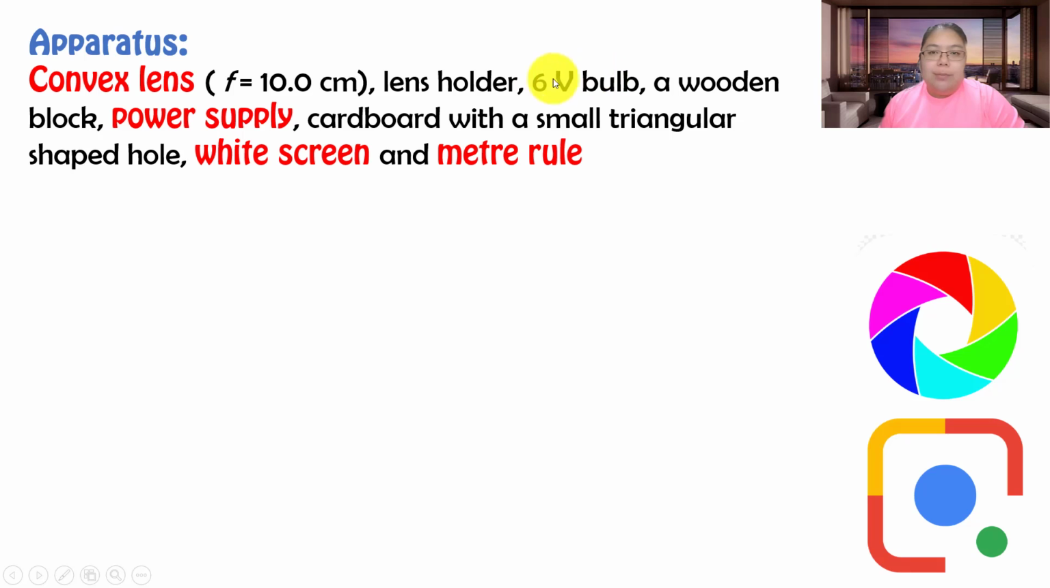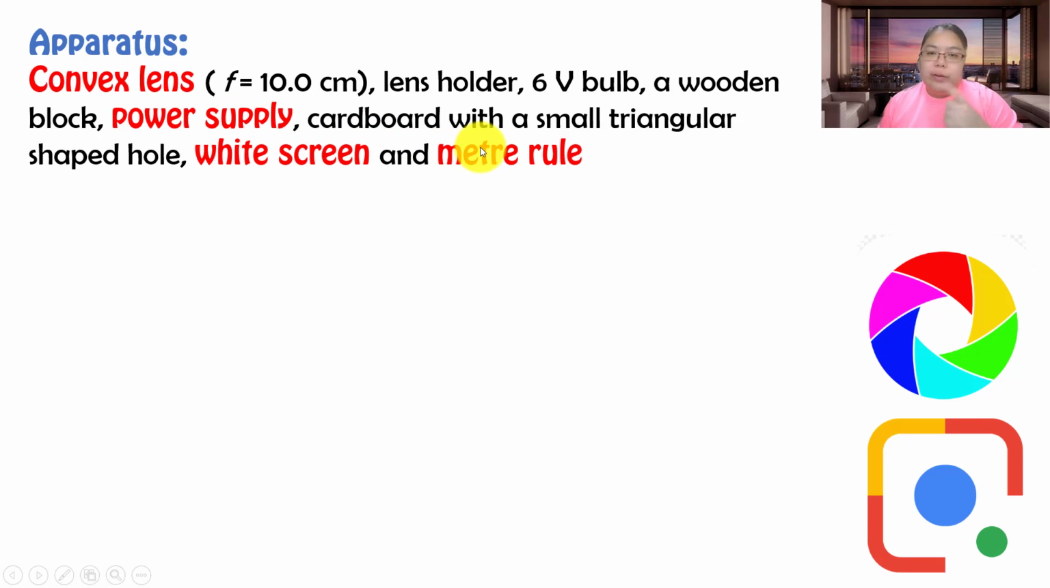Okay, the bulb will become the object. The wooden block just makes the bulb higher, or you want to make the holder higher. Okay, after that we must have the power supply. Okay, power supply, you want to supply for the bulb.